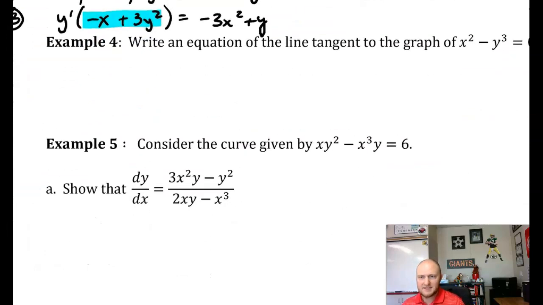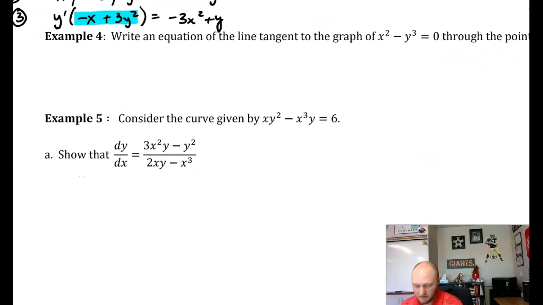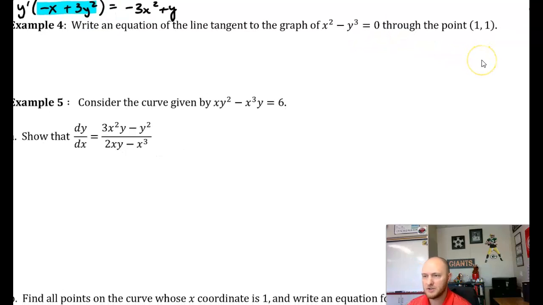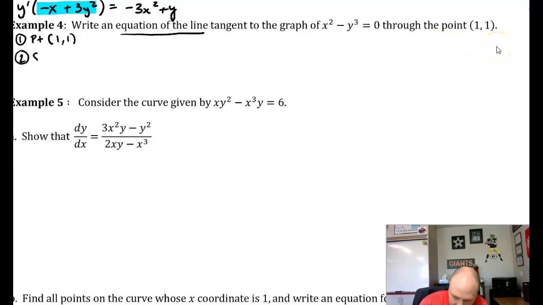Okay, example number 4. Write an equation of the line tangent to the graph of x squared minus y cubed equals 0 through the point 1, 1. All right, they want an equation of a line. So again, I need two things. One, I need a point, which they were kind enough to give us. Sometimes they're not so kind. Sometimes they'll only give you an x value, and then you have to find y. But they give us the point, and then step 2, I need a slope. So how do I find a slope? Well, you're going to have to take a derivative.